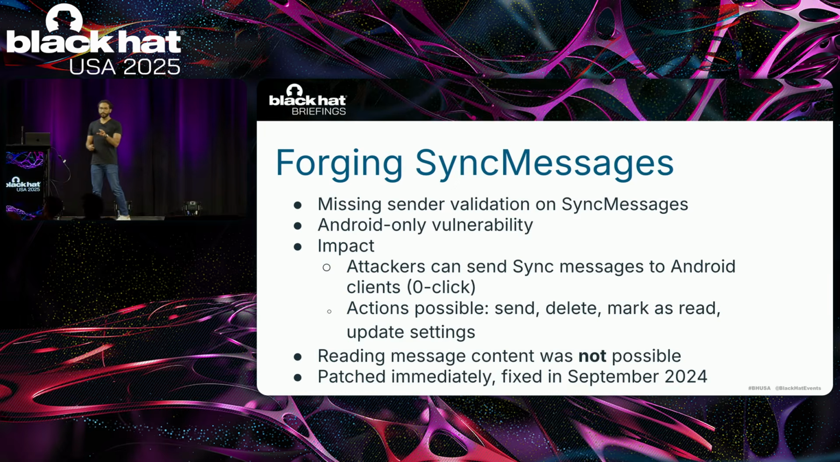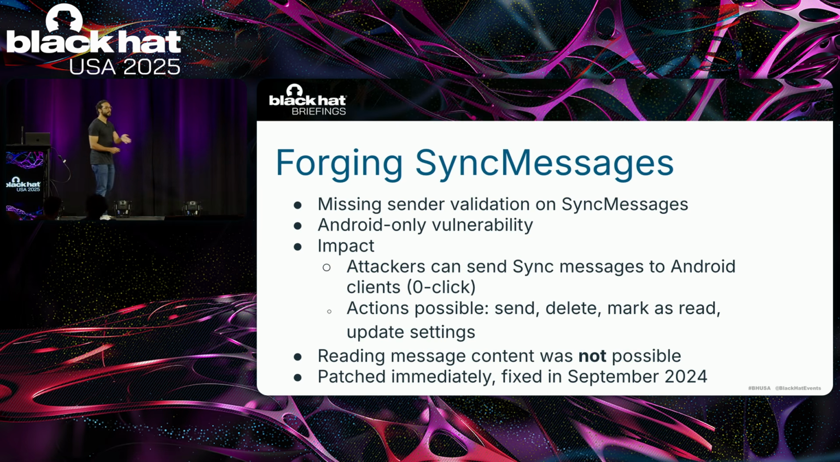So the vulnerability here was a missing authorization or validation check on sync messages. This only affected Android, and it allows attackers to send sync messages end-to-end. This is zero-click. This did not require a malicious server or anything. This is a normal end-to-end message between two users. In the exploit, I was not able to read previous messages, but I was able to send different types of sync messages to edit, inject a message, and update the configuration.